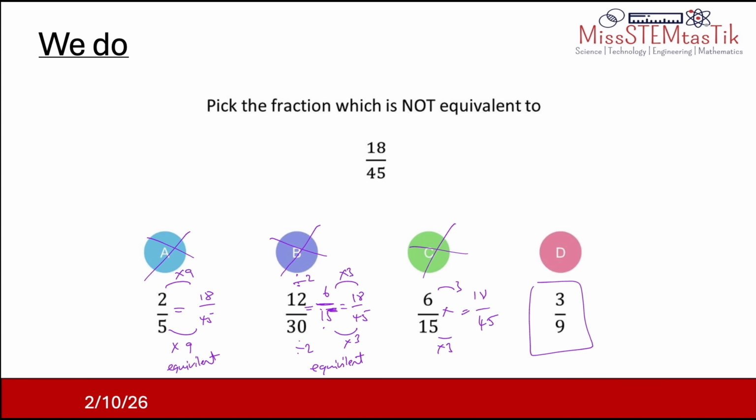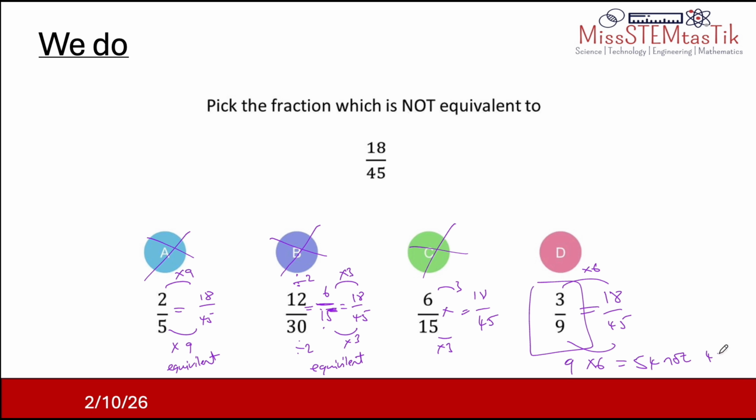And D cannot be equivalent then. However, just to make sure, we will equate that to 18 over 45, and check that it is not equivalent. So 3 times 6 will give me 18. 9 times 3 is 54 and not 45. So therefore, D is not equivalent. So 3/9 is not equivalent to 18 over 45.